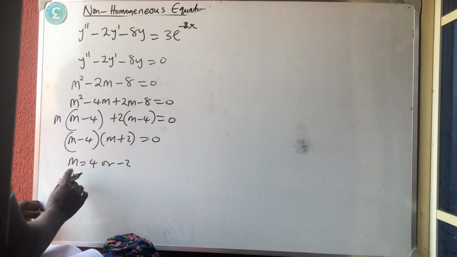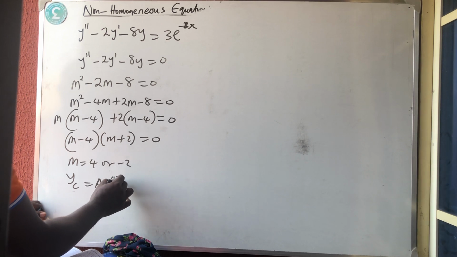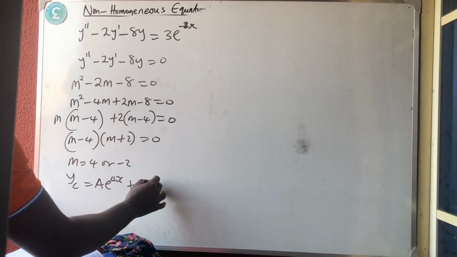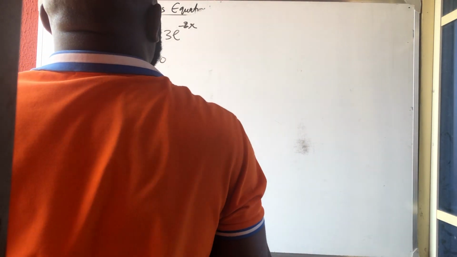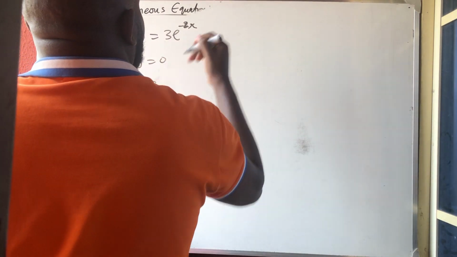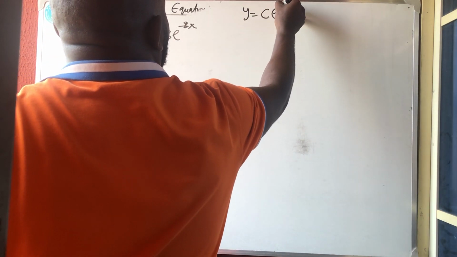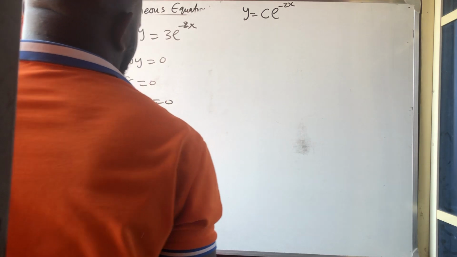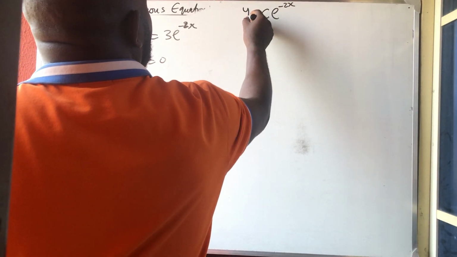So the complementary part yc is what? A e raised to power 4x plus B e raised to power minus 2x. Okay, you know how to do this one. Now for the particular integral, don't forget we said that y is equal to C e raised to power minus 2x. Don't forget, I don't want to use a because I've already used a here, but I'm used to a. So this is yp.